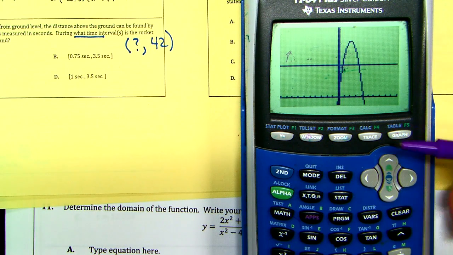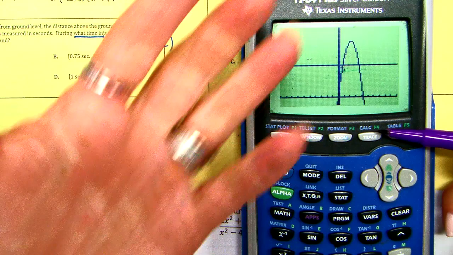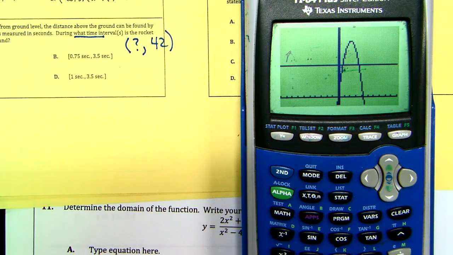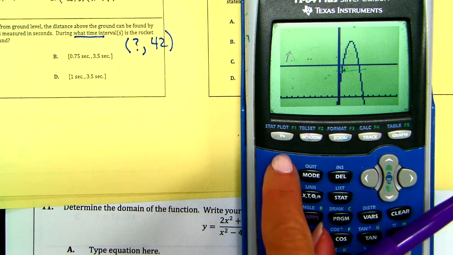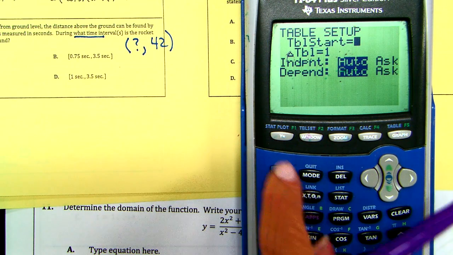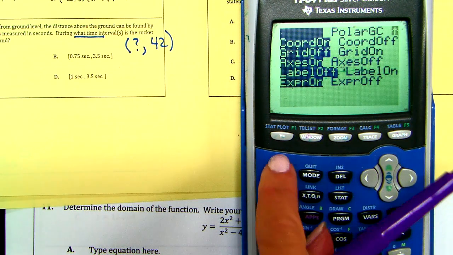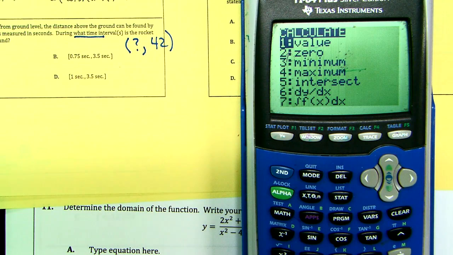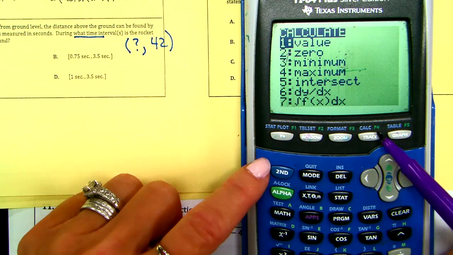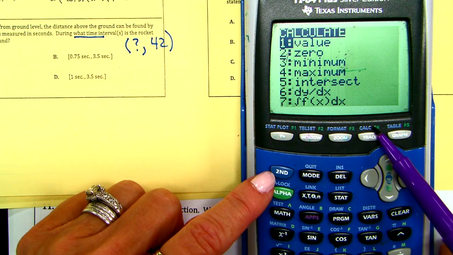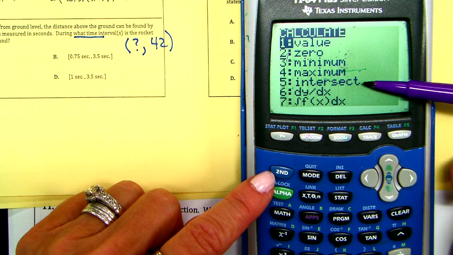And remember, you can't really mess this up. If you're like, I don't remember where the intersection button is, you can look for it. Don't be shy about saying, oh, is it here? Oh, no, that's not it. Is it here? Oh, I don't even know what that is. Oh, there it is. Okay, so it's okay to press some buttons. Everything's still stored. You're just looking around. So it's on Calc. So second Calc, and then we want number 5, which is intersection.